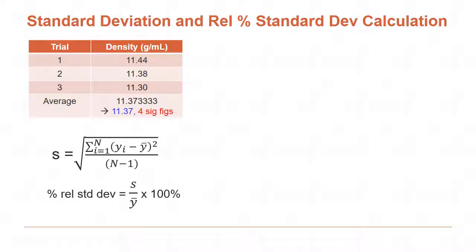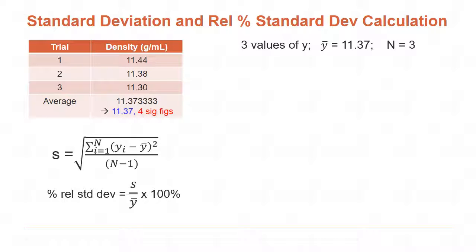11.373333, but I need to round that to represent the 4 significant figures that I have in my data, precise to hundredths place. So rounded, my average is 11.37 for significant figures, and that's the average that I'm going to use in my standard deviation calculation. So let's carry that forward.